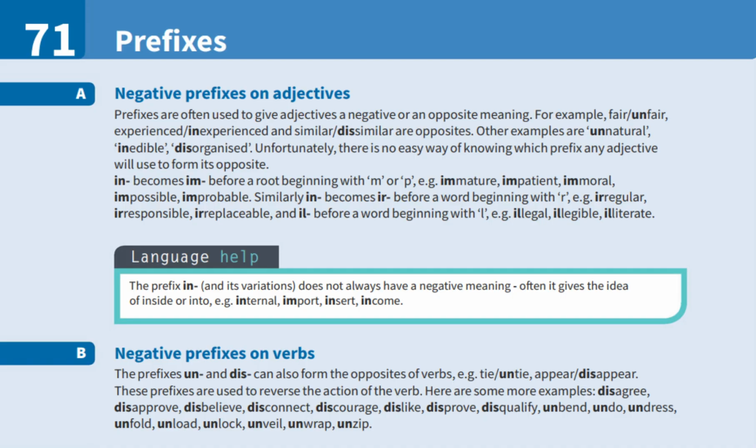Negative prefixes on verbs. Now, let us look at negative prefixes on verbs. The prefixes un and dis can form the opposites of verbs, reversing the action. For example, tie becomes untie and appear becomes disappear. Here are more examples. Dis-: disagree, disapprove, disbelieve, disconnect, discourage, dislike, disprove, disqualify. Un-: unbend, undo, undress, unfold, unload, unlock, unveil, unwrap, unzip.